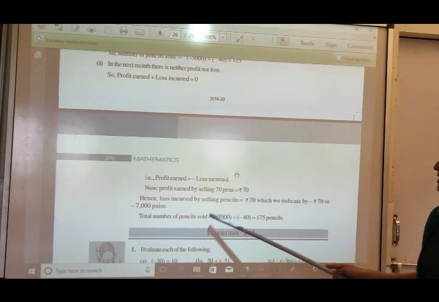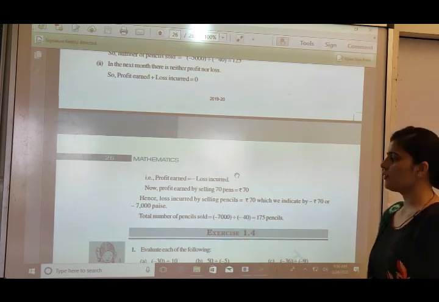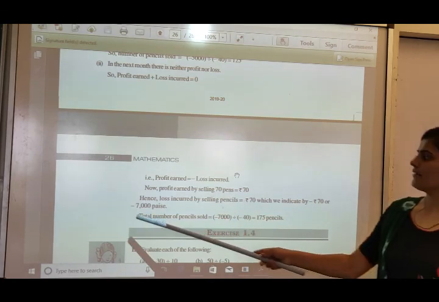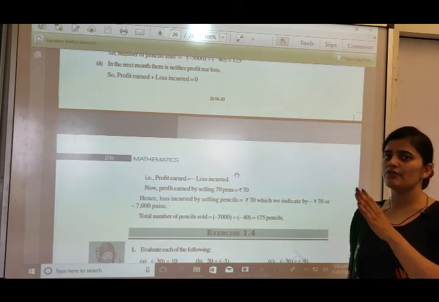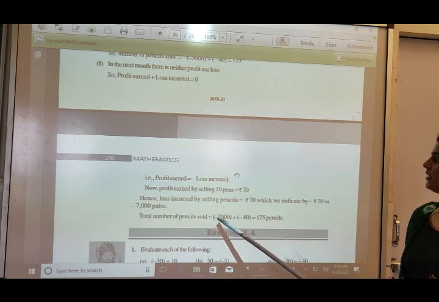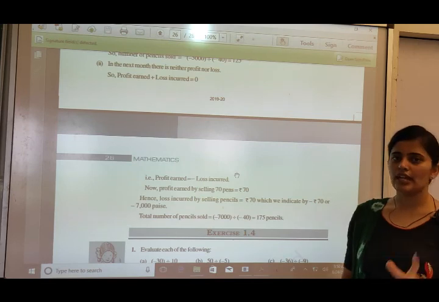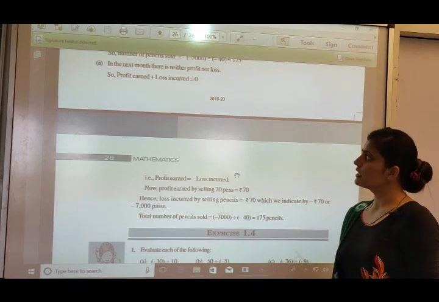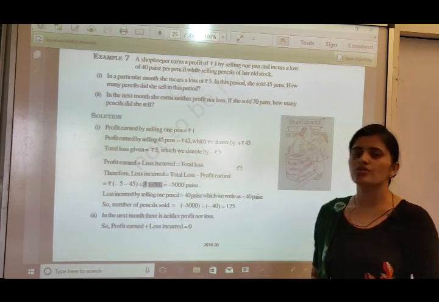So the total number of pencils sold will be equal to minus 7,000 divided by minus 40. The total we are getting is 7,000 paisa, and for one pencil the loss is 40 paisa. We divide the total loss by that 40 paisa, that means 7,000 divided by 40. Both are negative, so the answer will be positive. It will be equal to 175. That 175 is pencils. You can see what we have to find over here: at the end, how many pencils did she sell? So she sold 175.